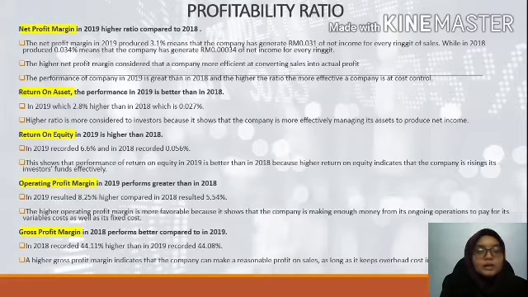For the operating profit margin, 2019 performed greater than 2018. 2019 resulted in 8.25%, higher compared to 2018, which resulted in 5.54%. A higher operating profit margin is more favorable because it shows that the company is making enough money from its ongoing operations to pay for its variable costs and also its fixed costs. For the gross profit margin, 2018 performed better compared to 2019. 2018 recorded 44.11%, higher than 2019, which recorded 44.08%. A higher gross profit margin indicates that the company can make a reasonable profit on sales as long as it can keep overhead costs under control.